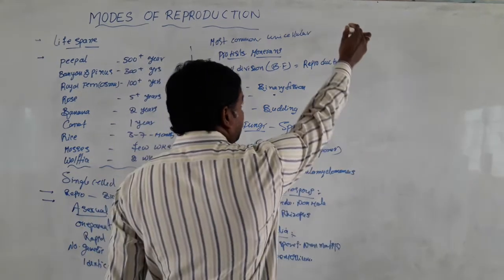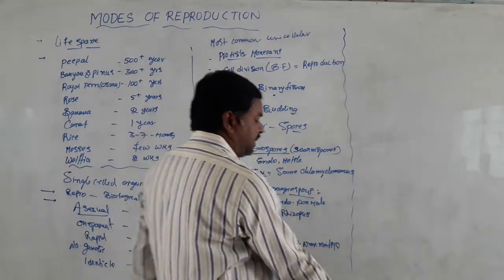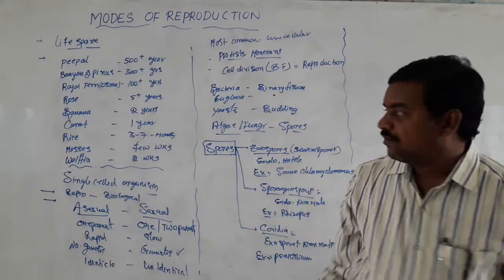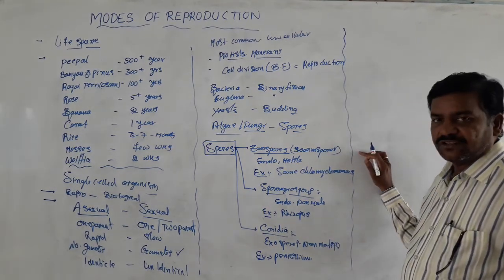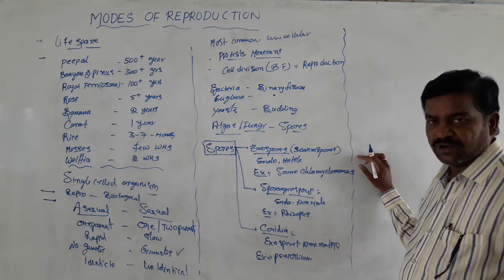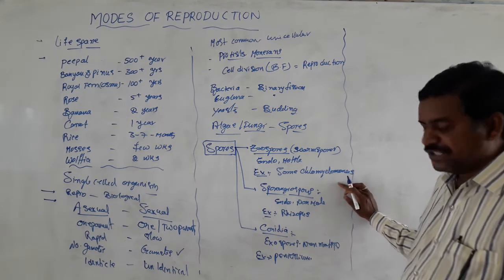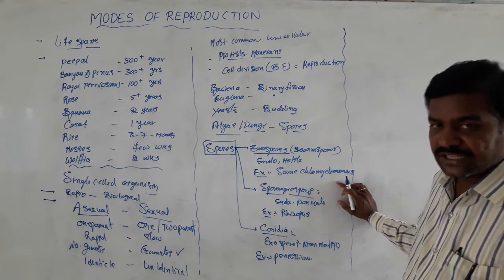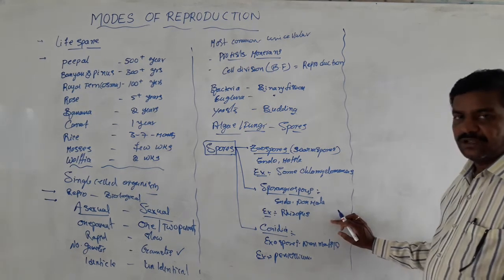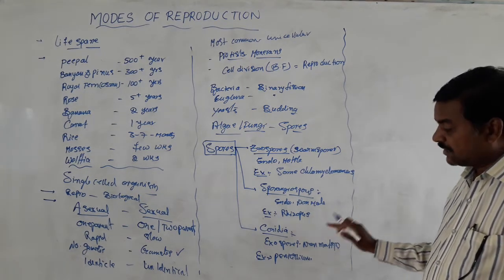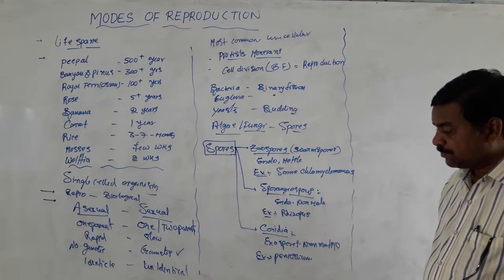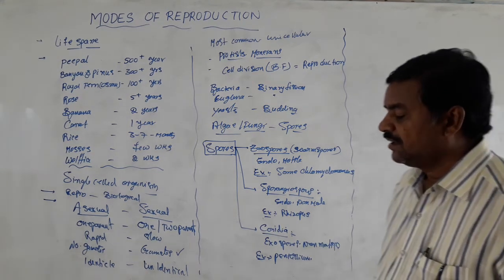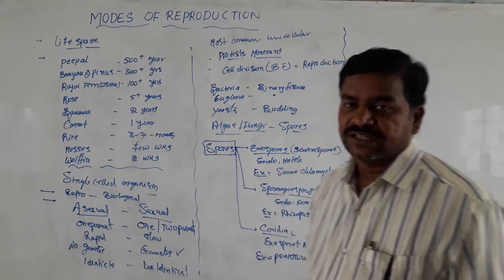In this way, there are three types of spores present in algae and fungi. One is zoospores, endomotile spores, also called swarm spores. Example, Chlamydomonas. Second, sporangiospores, endospores and non-motile spores. Example, Rhizopus, common bread molds. And third, conidia, exospores and non-motile spores. Example, Penicillium. In this way, there are a total of three types of spores.